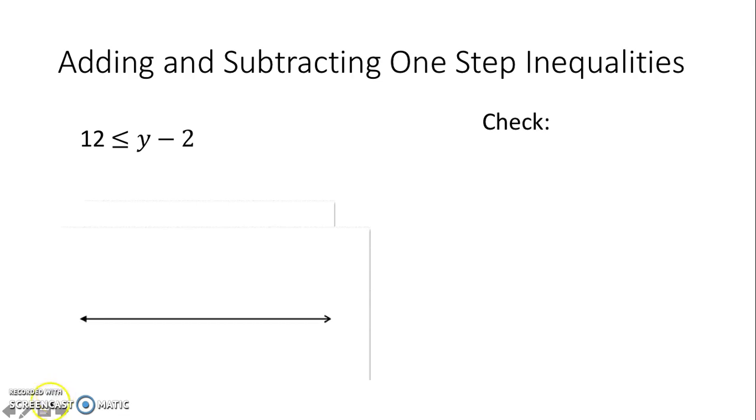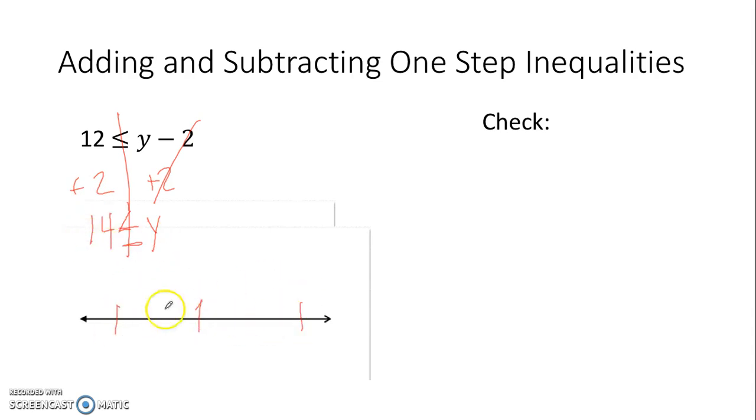So now we have 12 is less than or equal to y minus 2. So let's take a look. First draw the line. We ask ourselves, is this constant positive or negative? Negative 2, so we need to add 2 on both sides to isolate the variable. These cancel out. That leaves us with y is greater than or equal to 12 plus 2, which is 14.